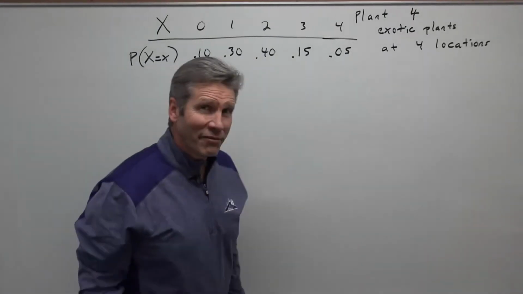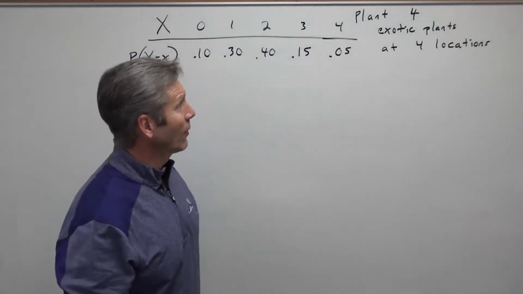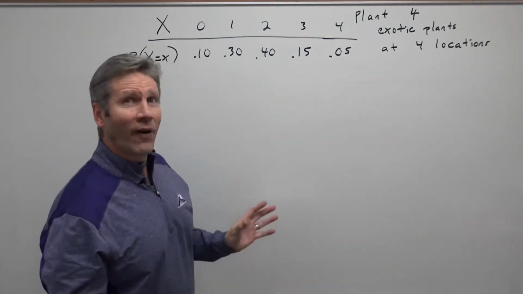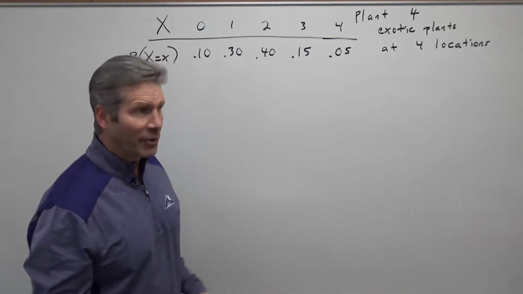So what is a random variable? It is a variable that has to take on numerical values, can't be categorical, and all the probabilities associated with the outcomes of the variable have to add up to 1, and none of the probabilities can be negative. No probabilities can be greater than 1.